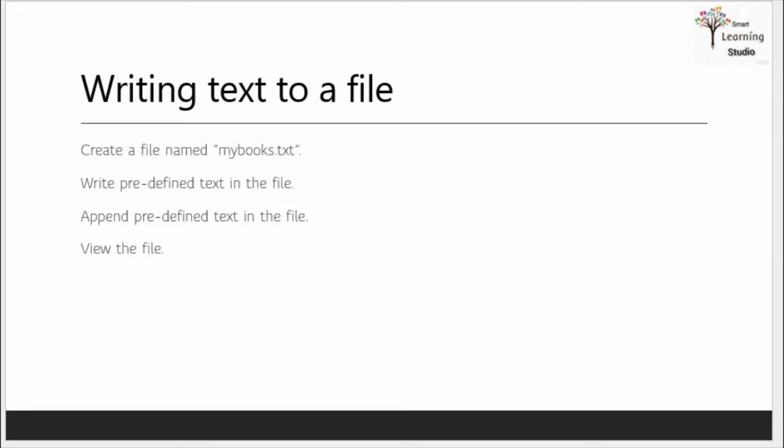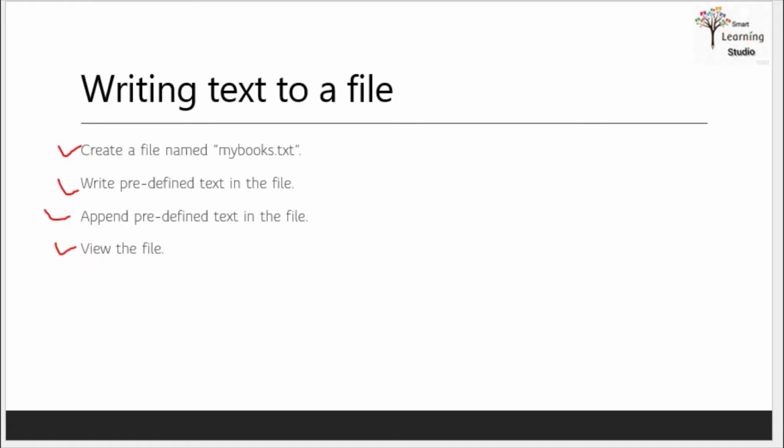Let us start with a simple task. We are going to take a task of writing text to a file. We are going to create a file named mybooks.txt, write predefined text in the file, append the predefined text in the file, and then finally view the file. You will find this kind of use when you are writing a function or a long procedure and you want to generate a log file which will keep on increasing. You can use this procedure very well for that, where the log file will keep on storing the success and failure messages. So let us start the topic.